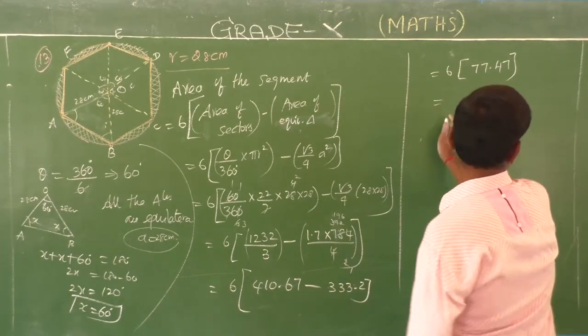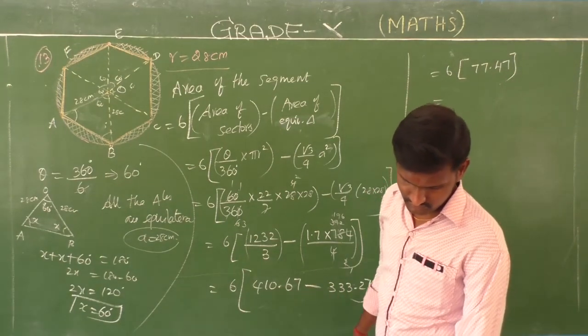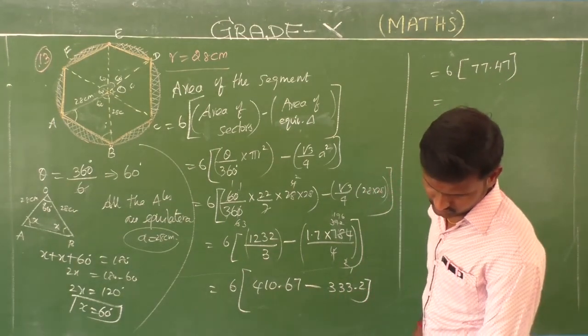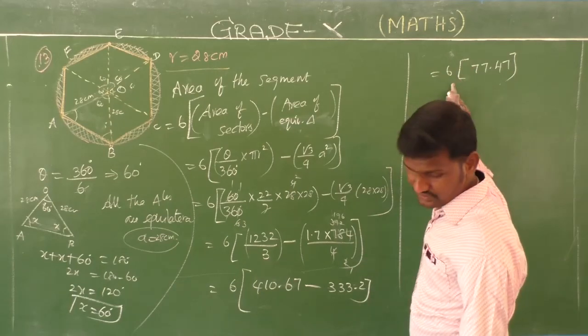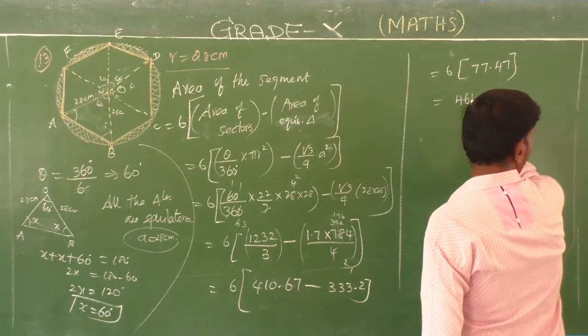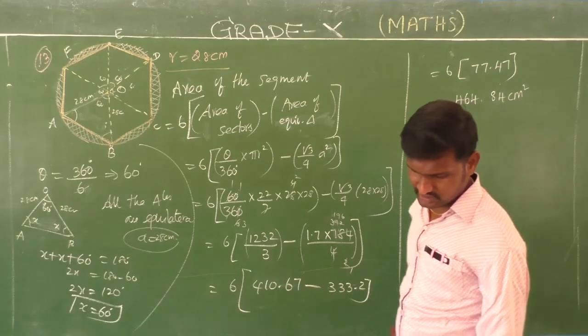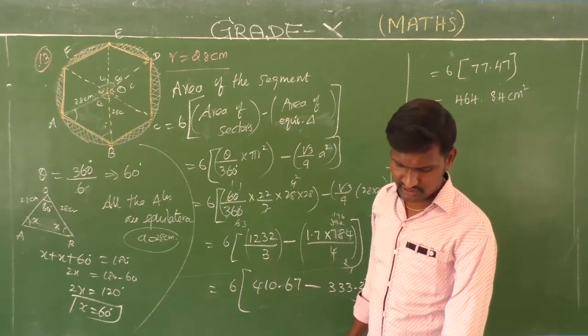So multiply to get the final answer: 77.47 into 6, which is equal to 464.84 centimeters square. That's all.